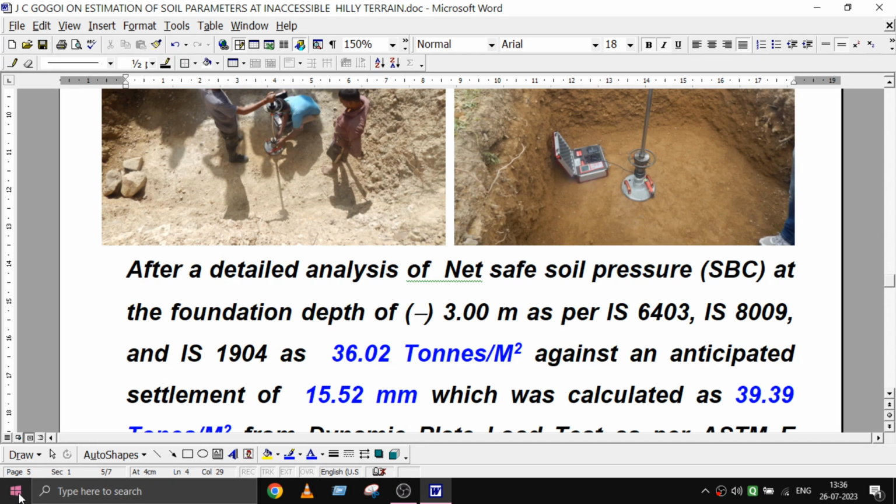So we have estimated the maximum anticipated settlement. As per theory, this is the maximum anticipated settlement, with different types of corrections for shape factor, depth factor, pore pressure coefficient factor. There are a lot of factors, depth versus width of foundation. Considering all these correction factors, we have estimated the maximum. So the actual settlement may be much less than this.